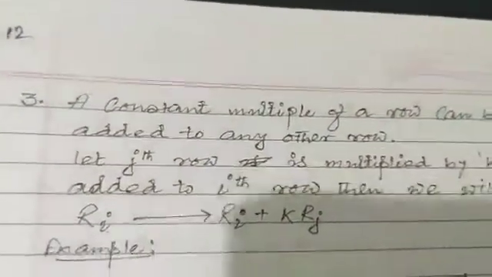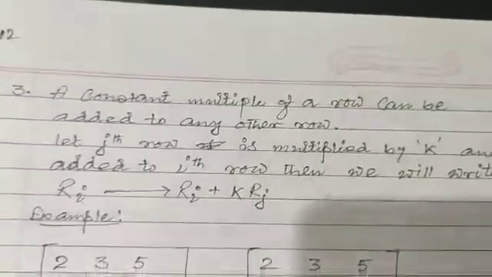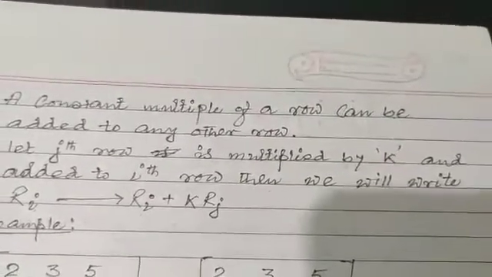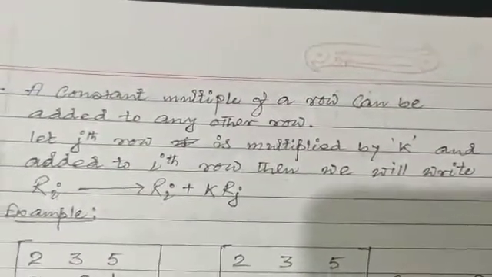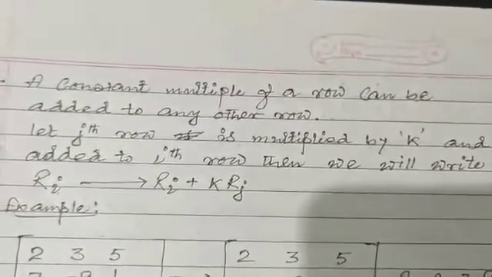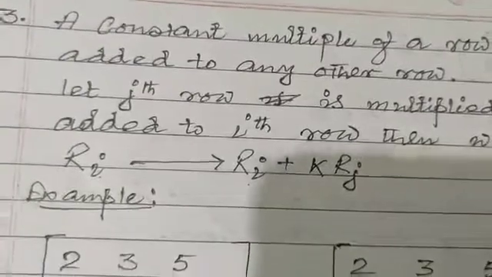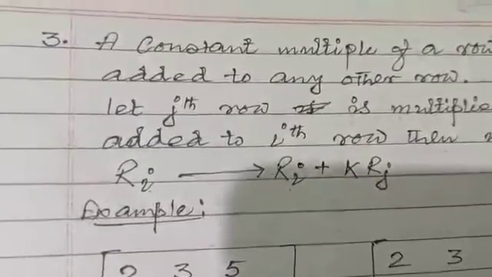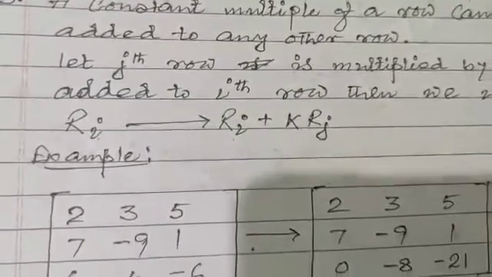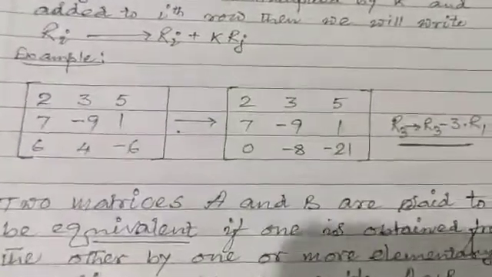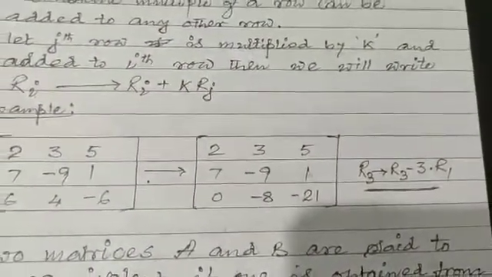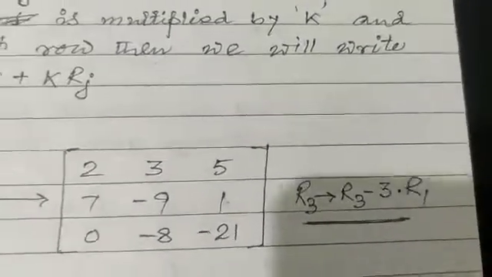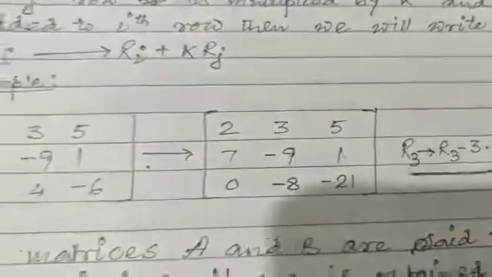The third elementary row operation is that a constant multiple of a particular row can be added to any other row. Suppose the jth row is multiplied by k and added to the ith row. So we will write the new ith row is the previous ith row plus k times the jth row. An example is given here. Here the new third row is the previous third row minus 3 into the first row. Here the constant k is minus 3.